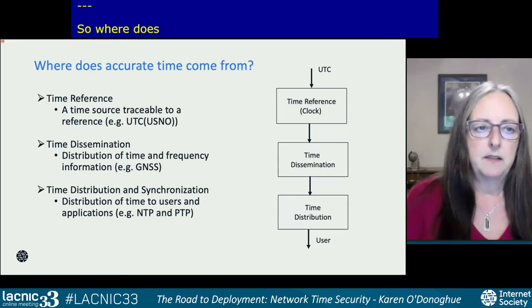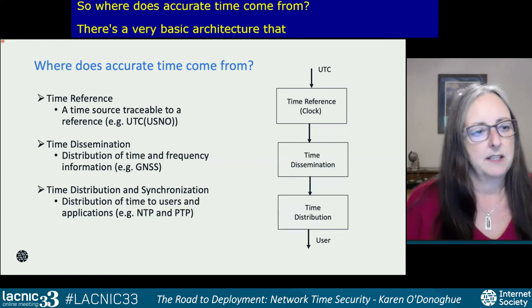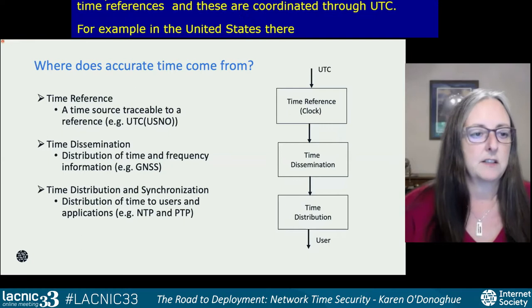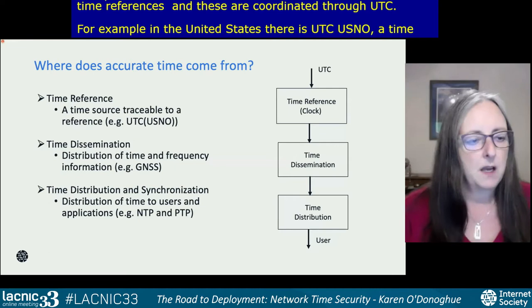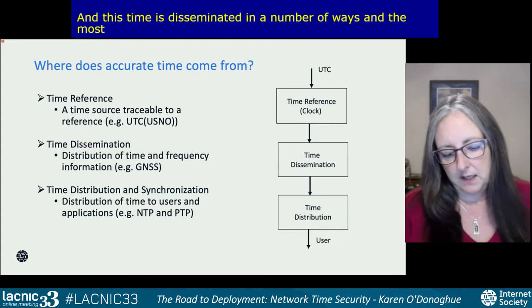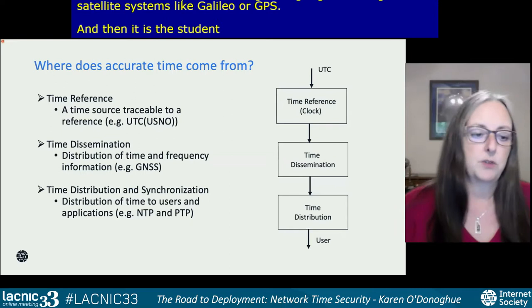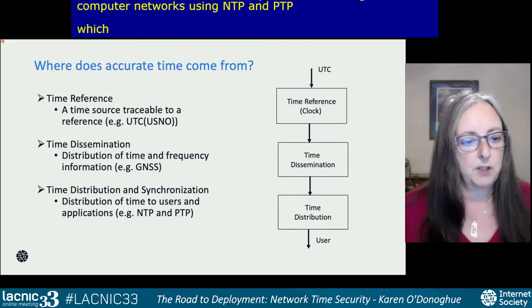There's a very basic architecture that you can think in terms of, in that you have a time reference. A lot of nations have their own time references, and all of these time references are coordinated to UTC. So for example, in the United States, there's UTC USNO, so that's a time source that's traceable to. And then this time is disseminated in a number of ways. The most common way is through something like a global navigation satellite system, like Galileo or GPS. And then it is distributed and synchronized through computer networks using NTP and PTP, which most of you would already be familiar with.